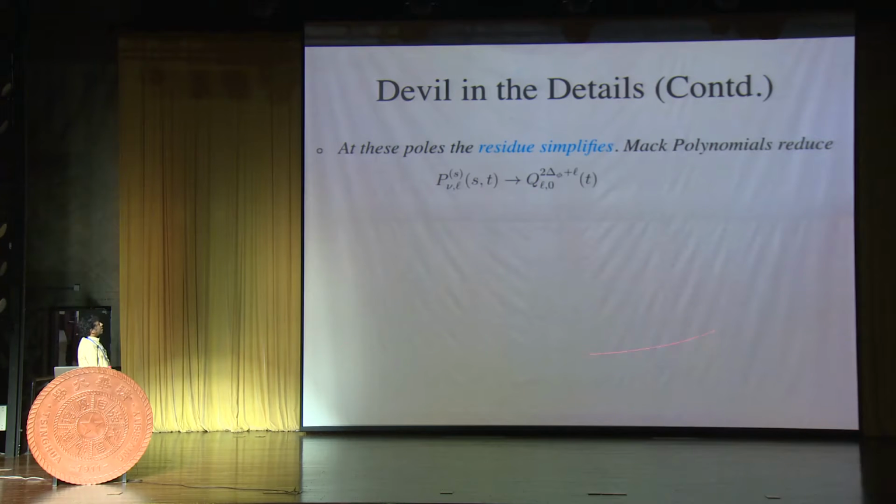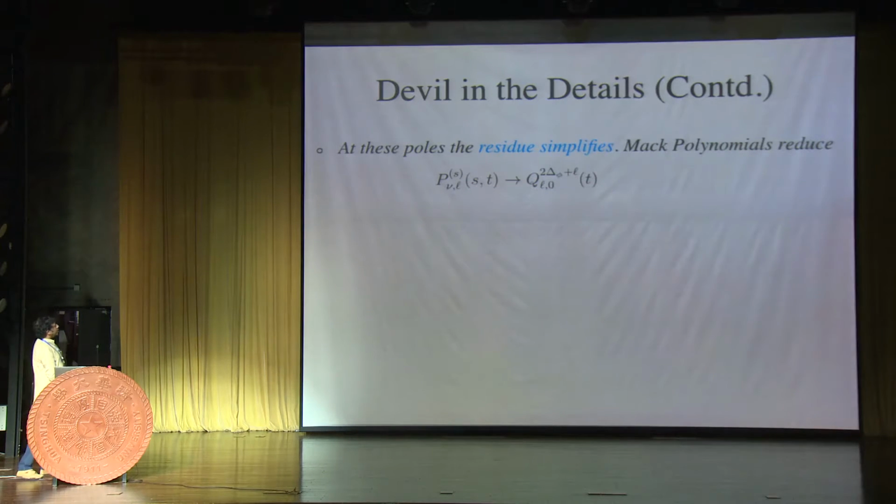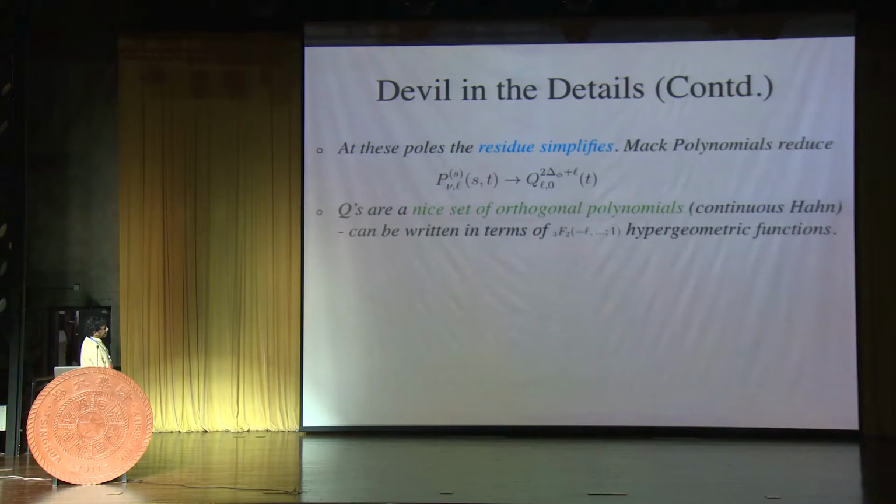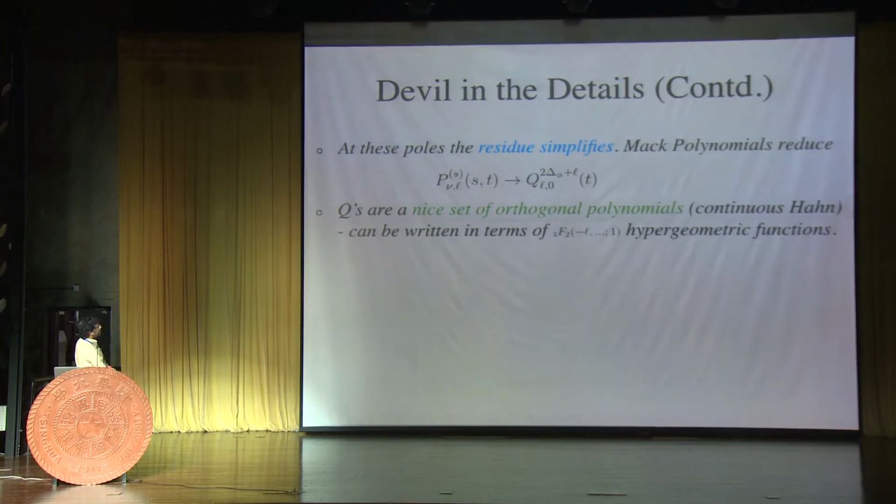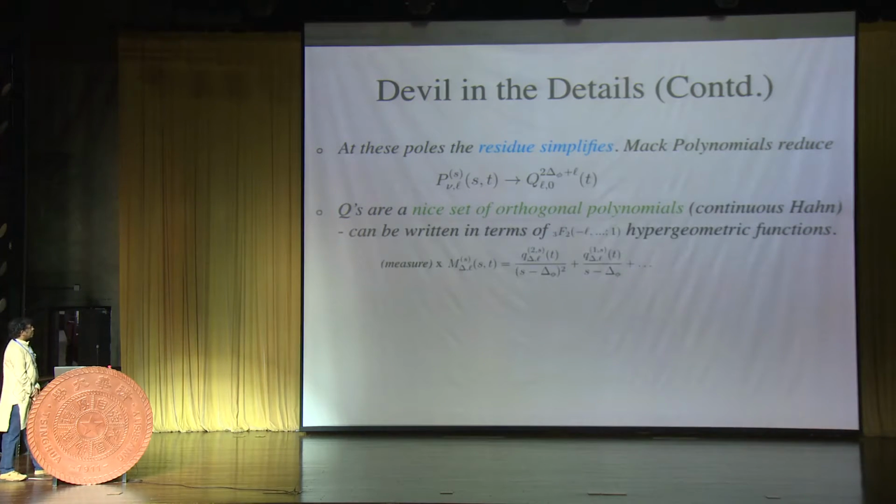The nice thing, again, which helps, is that at these poles, the residue simplifies. The Mack polynomials reduce to these polynomials that I was alluding to earlier. These are a nice set of orthogonal polynomials known in the mathematics literature as continuous Hahn polynomials. They can be written explicitly in terms of some hypergeometric functions.